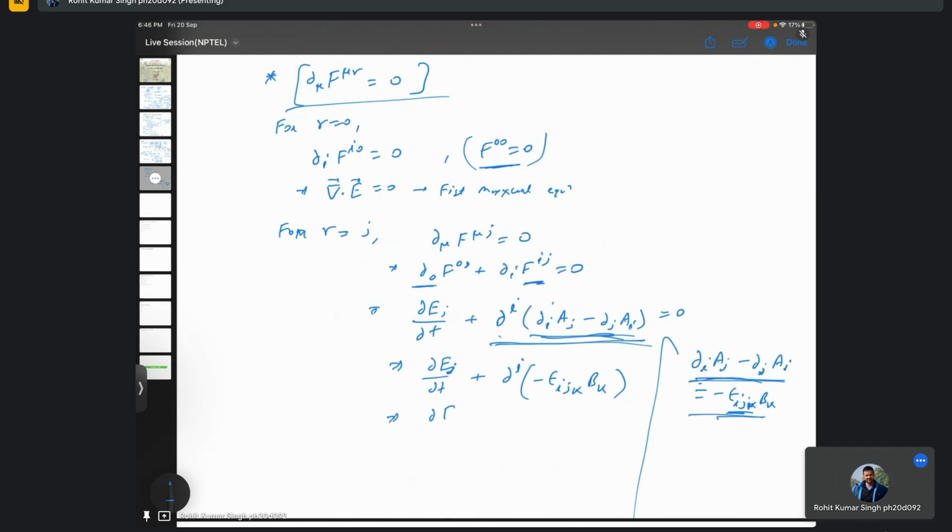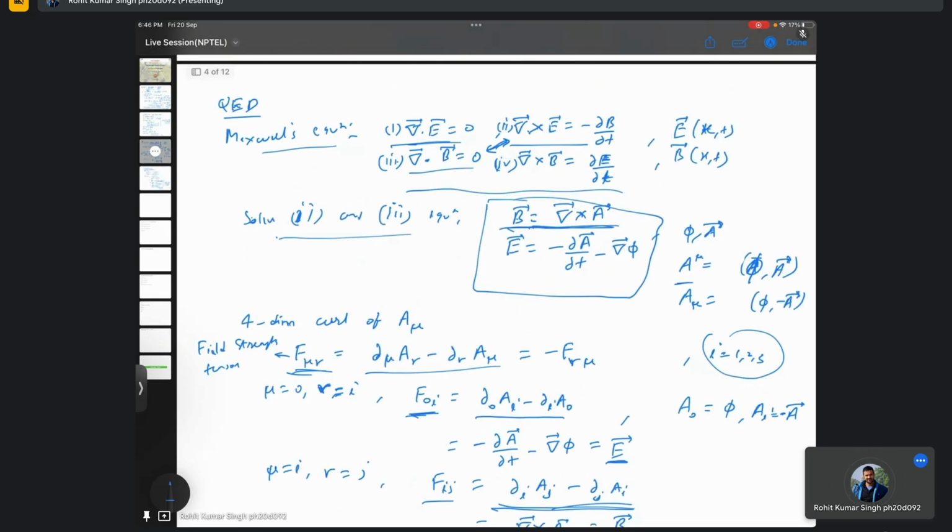And then finally you can write this as the curl of the magnetic field. Okay, and this is the fourth Maxwell equation. So you see, from this equation we got the first and fourth Maxwell equations here. The first and fourth Maxwell equations.